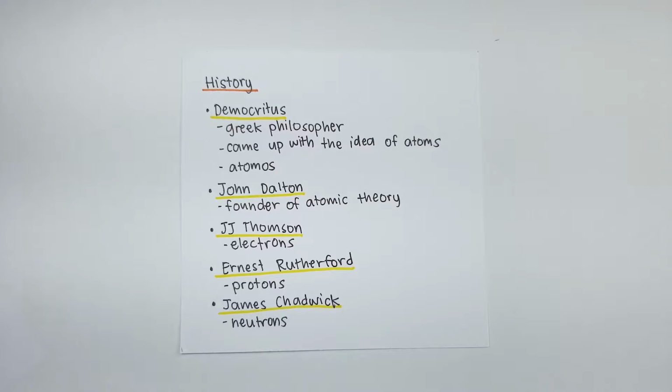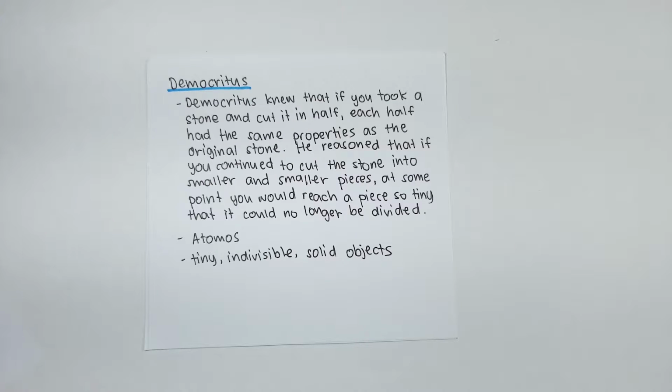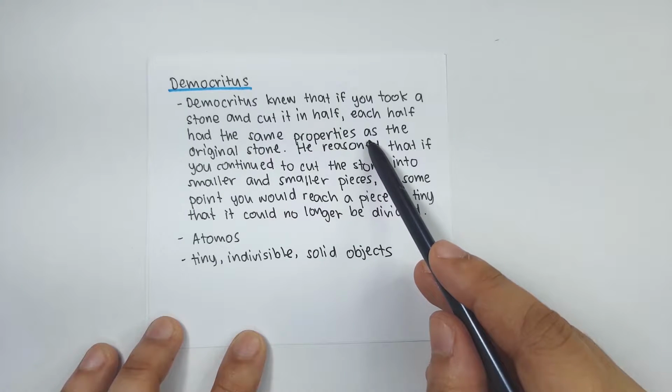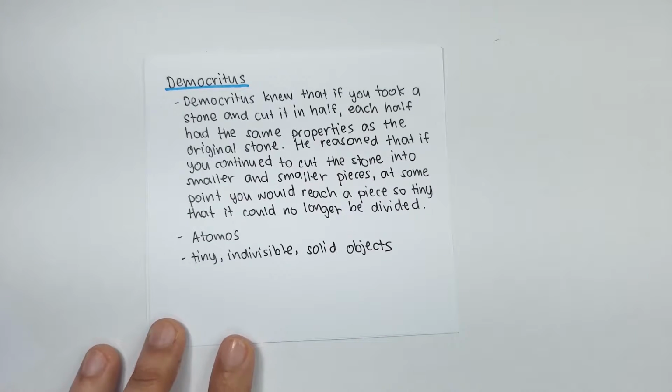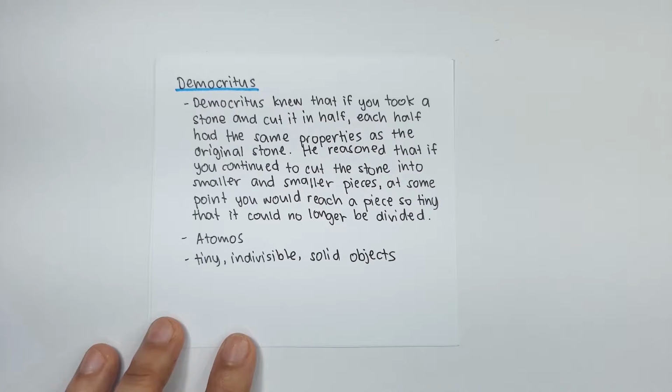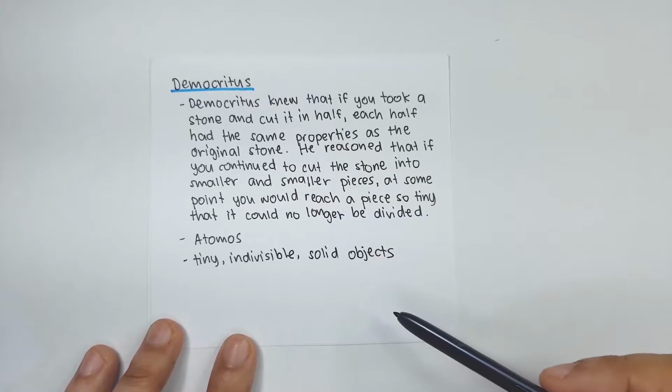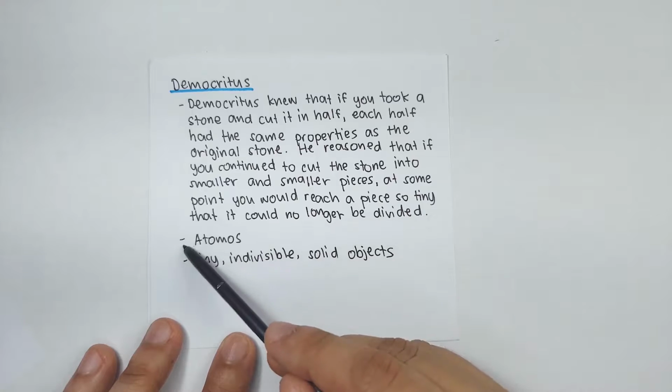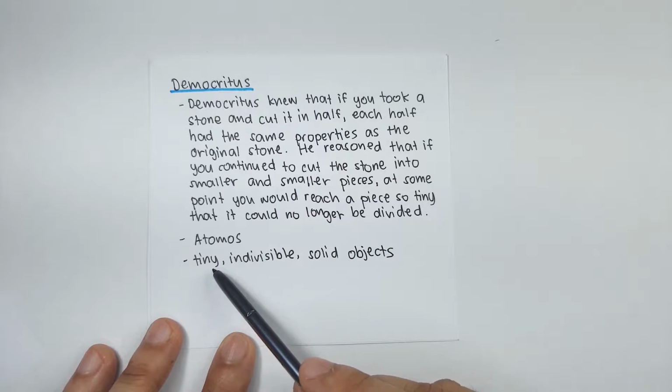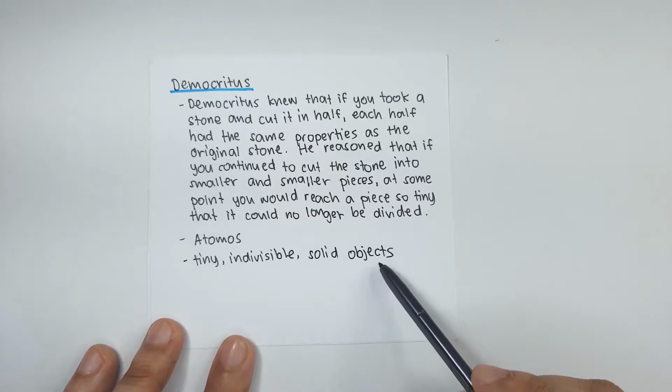Okay, so here we go. So si Democritus, isa siyang Greek philosopher, and sabi niya na if may stone ka daw and cut it in half, and then cut it in half until you reach the point that it could no longer be divided, yung point na yun is what he called the atomos, which means tiny, indivisible, solid object.